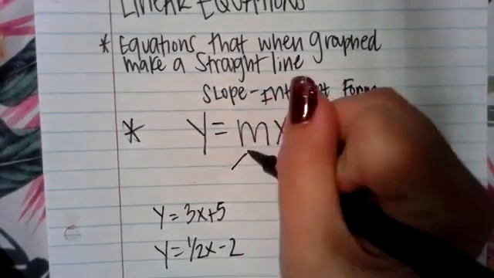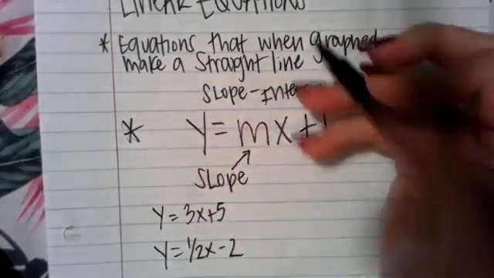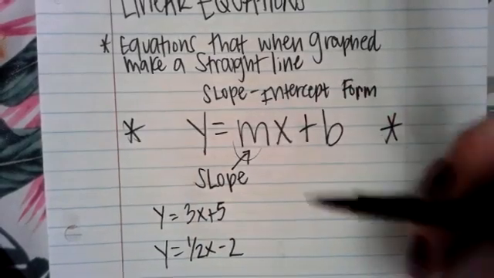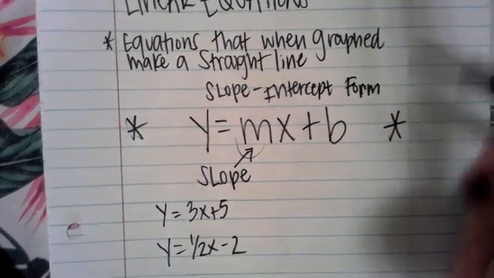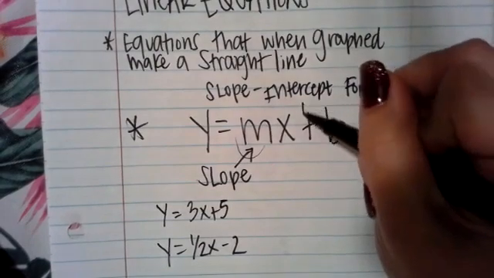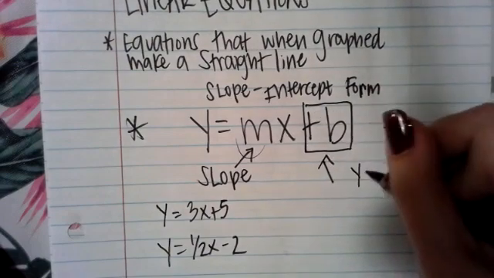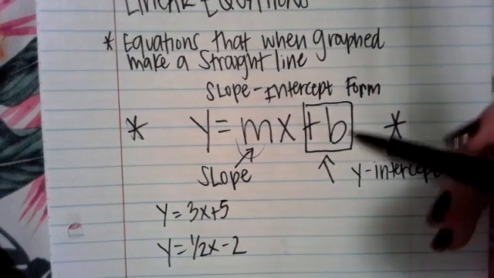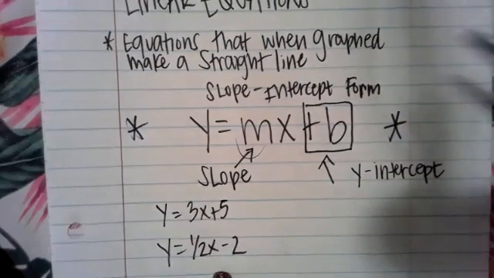So m in the slope-intercept form, this is the slope. This number right here, this coefficient of x, is the slope of our line. It's how steep the line is. b, and I'm going to put a square around this, this is our y-intercept. This is where our line in our graph intercepts the y-axis, where it crosses the y-axis.